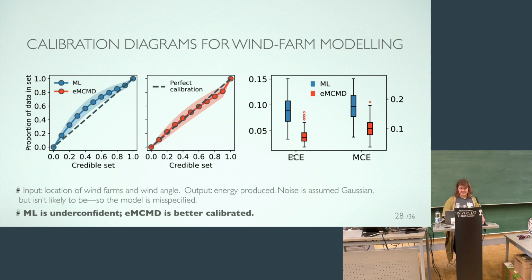And this is just telling the same story, where we are using some metrics on these calibration diagrams to show the difference between them. This is considering the volume of the region under the curve, and this is the maximum difference. So the smaller the better, and EMCMD generally has smaller error than the maximum likelihood.